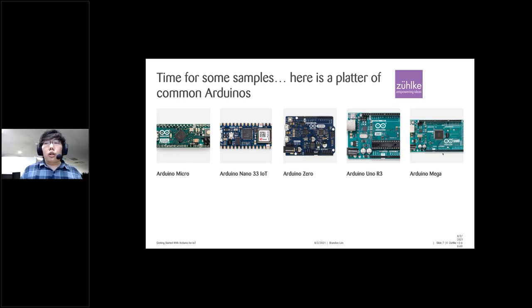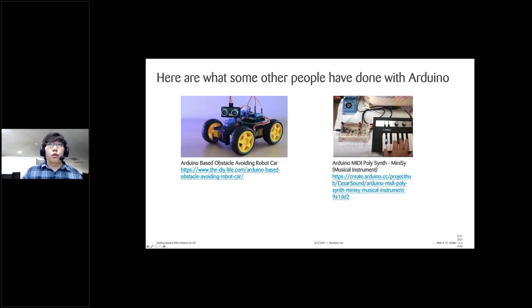And you may be wondering what you can create with these things. Well, let's have a look, shall we? For one, we can have an Arduino-based obstacle-avoiding robot car, where you can see there's an ultrasonic sensor mounted at the top and connected to the Arduino. With that, you can get the car to detect obstacles in front of it and then avoid it. A more advanced version would be to create a music synthesizer, like the polysynth on this side. I have included links to these projects below, which you can browse and explore.